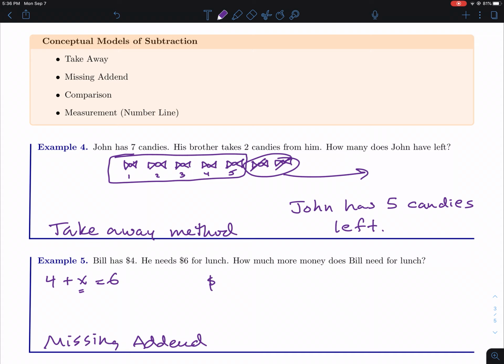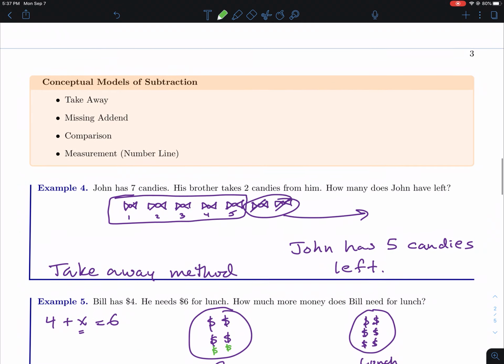So in this case, I'll say, okay, here's the money that Bill currently has. And then this is how much Bill needs. So this is how much lunch is. The goal is I want to make the circle on the left look like the circle on the right. So how many more dollar bills do I have to put into the circle on the left? If I wanted to match up, I would need to put 2 more dollar signs.